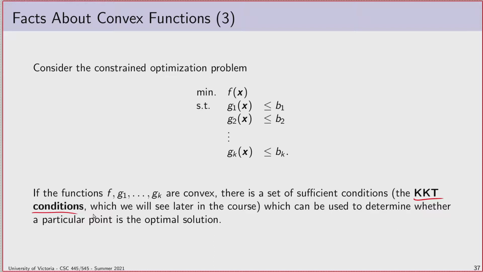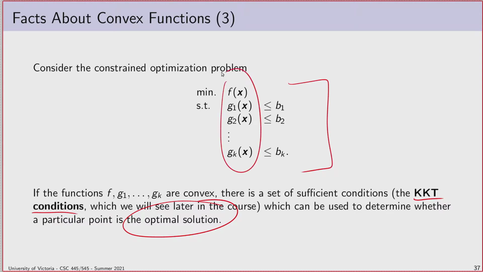But these conditions allow us to decide whether a particular point of interest that looks like a minimum is indeed the optimal solution of a constrained problem like this, under the condition that every single function involved is a convex function. And obviously, I guess the way I've framed it here, that these are all constants.